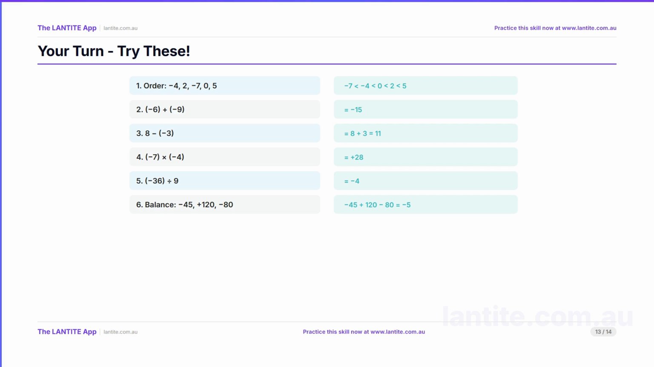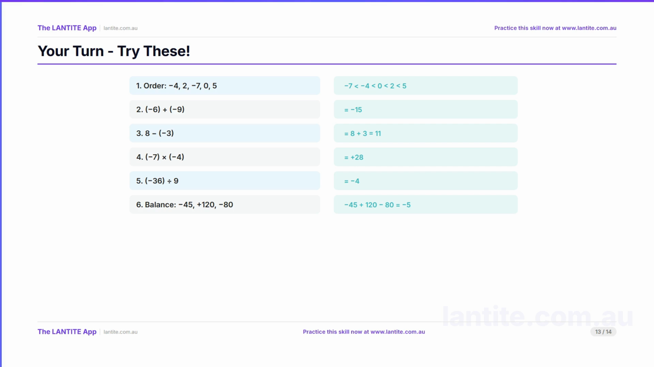Problem 3. 8 minus -3. Remember, minus a negative becomes plus. Problem 4. -7 times -4, same signs, so the result should be positive. Problem 5. -36 divided by 9, different signs, so the result should be negative.